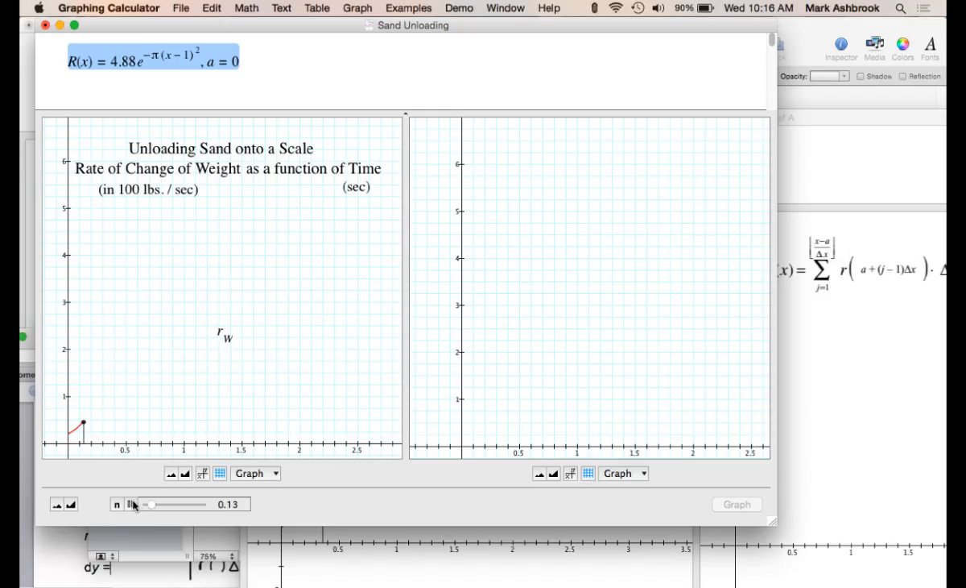Exact rate of change. Okay. And so why does this graph make sense? Why would the rate of change function look like this in this scenario? So you got the truck, it's going to lean back like this, and the sand is going to pour off the truck onto the scale. Why would the rate function look the way it does?